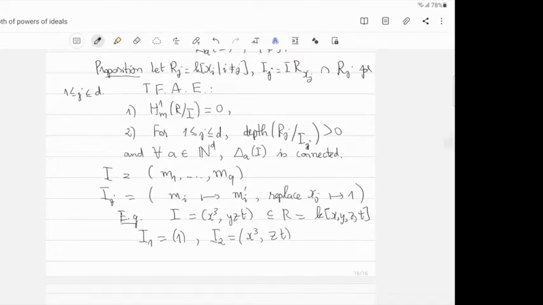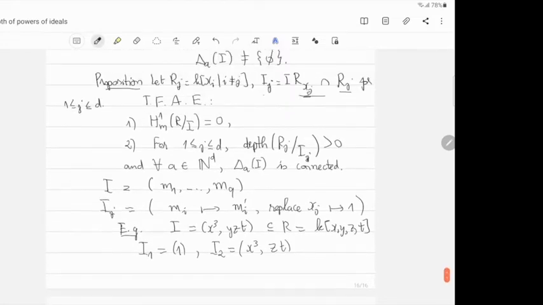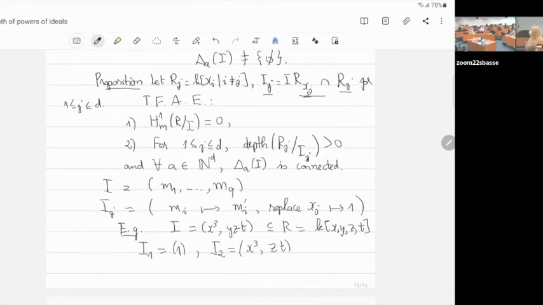It is the same as first, this you can think of as the ideal obtained by inverting xj. But then you stay in the polynomial ring. You don't stay in the localized polynomial ring, but you just stay in the polynomial ring. This example helps. Thank you. You're welcome.